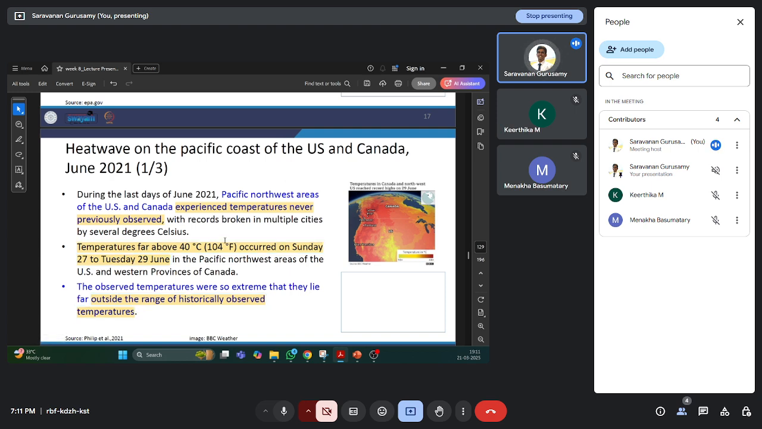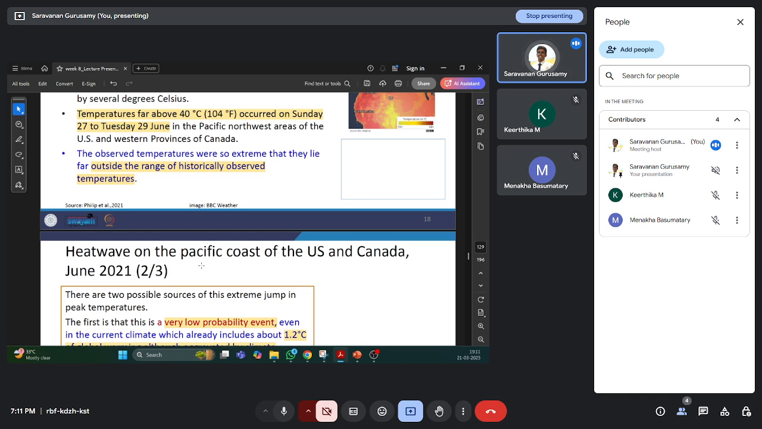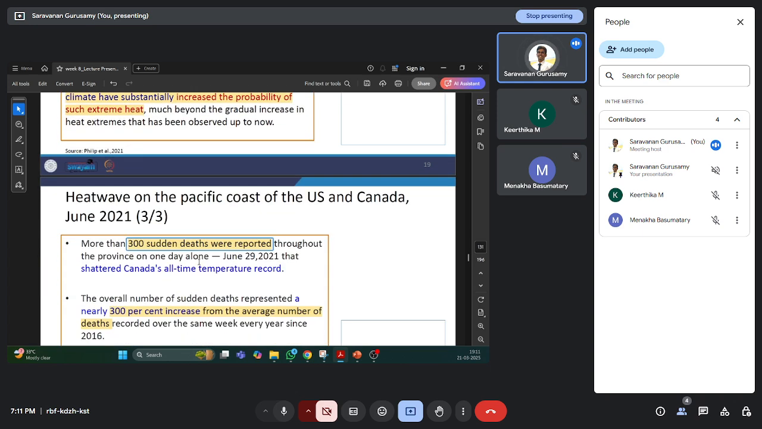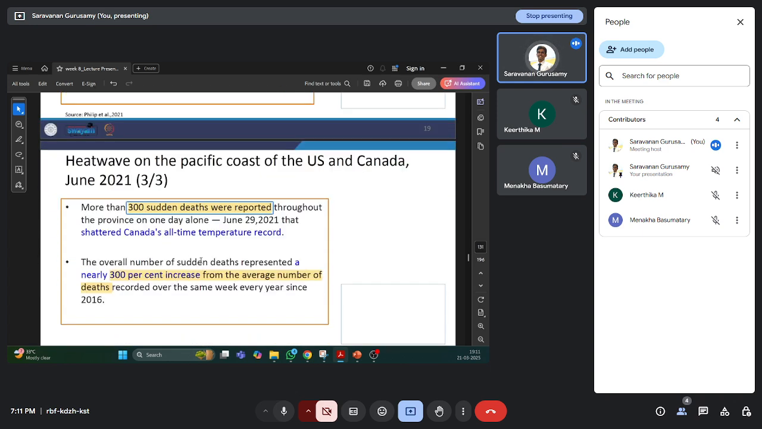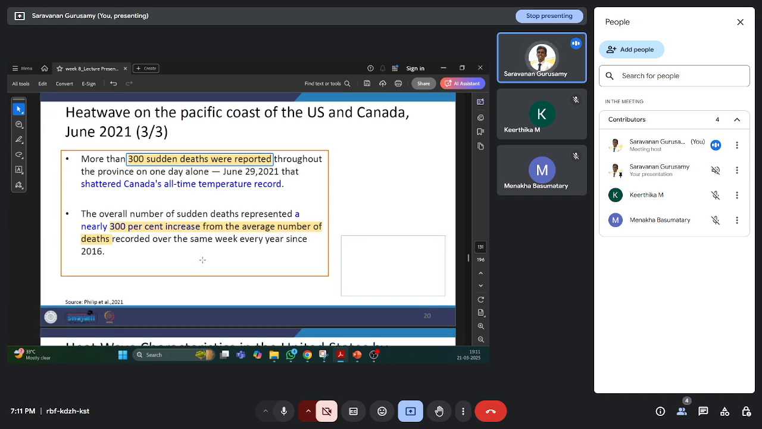So these are some of the events. In 2021, the Pacific Northwest areas of the US and Canada experienced temperatures never previously observed, above 40 degrees Celsius. In the US, above 40 degrees Celsius is the highest temperature you can say. That was in 2021, outside the range of the historically observed temperature. This is a very low probability event. So 1.2 degree of global warming, although aggravated by climate change, increases the probability of extreme heat. The impact is that the death rate was a 300% increase from the average number of deaths.